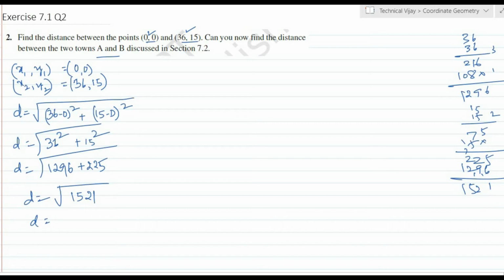So here d is equal to, this is 39. So we can calculate it here. This is 39, so 39 into 39 is equal to 9 9s are 81. So 9 3s are 27, 35. So 9 3s are 27, 3 3s are 9, 11. So 1521. So this is 39. Okay.